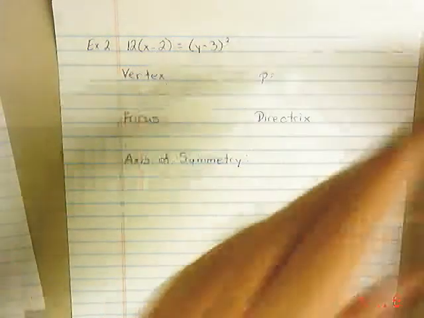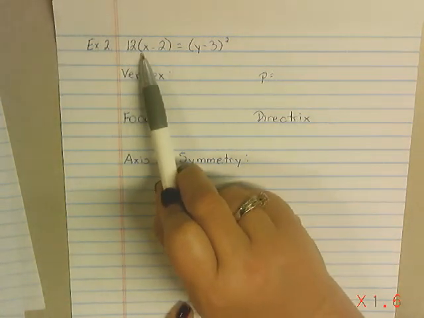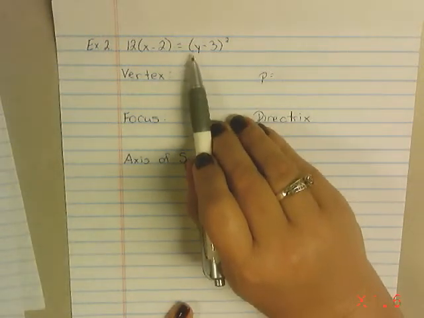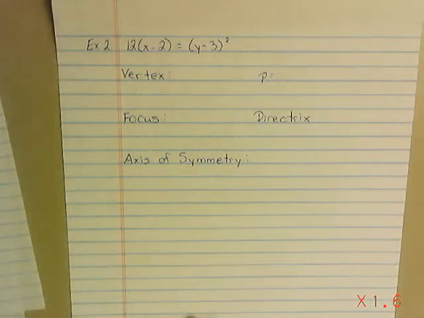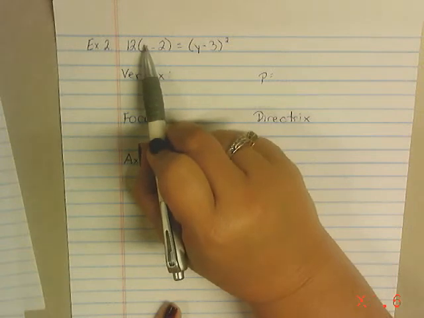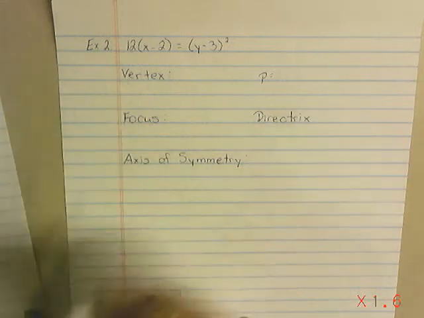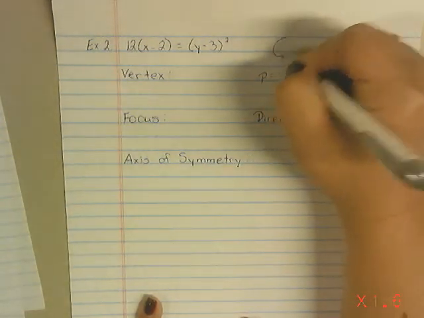Okay, so let's do another one. This time we have 12 times the quantity x minus 2 equals the quantity y minus 3 squared. So I know 2 things about my parabola already. I know that it's going to be a sideways parabola because my x comes first. I know my p is positive, so it should be going in the positive x direction, which is to the right.